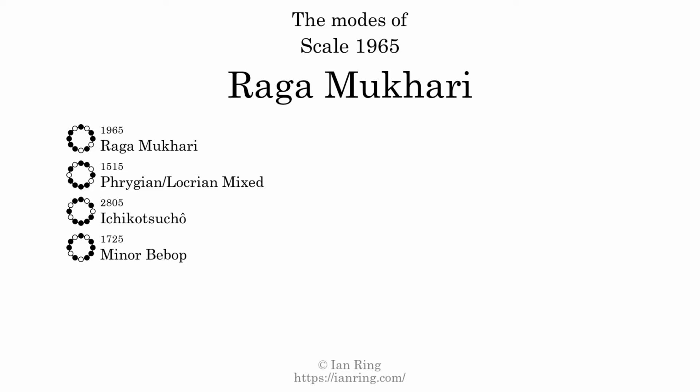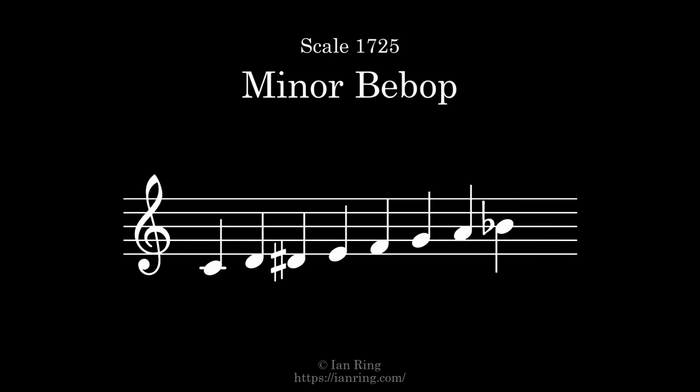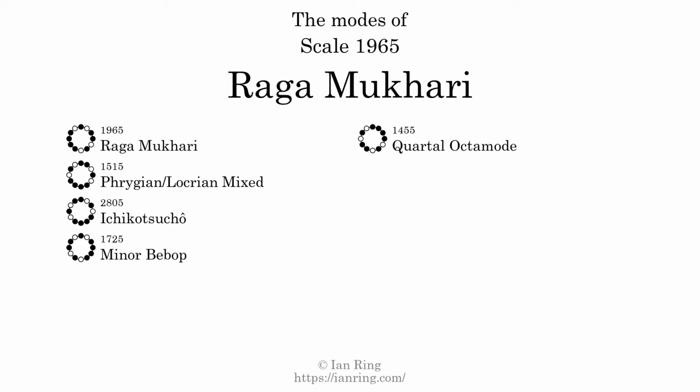The fourth mode is scale 1725, also known as minor bebop. It sounds like this. The fifth mode is scale 1455, also known as quartal octa mode. It sounds like this.